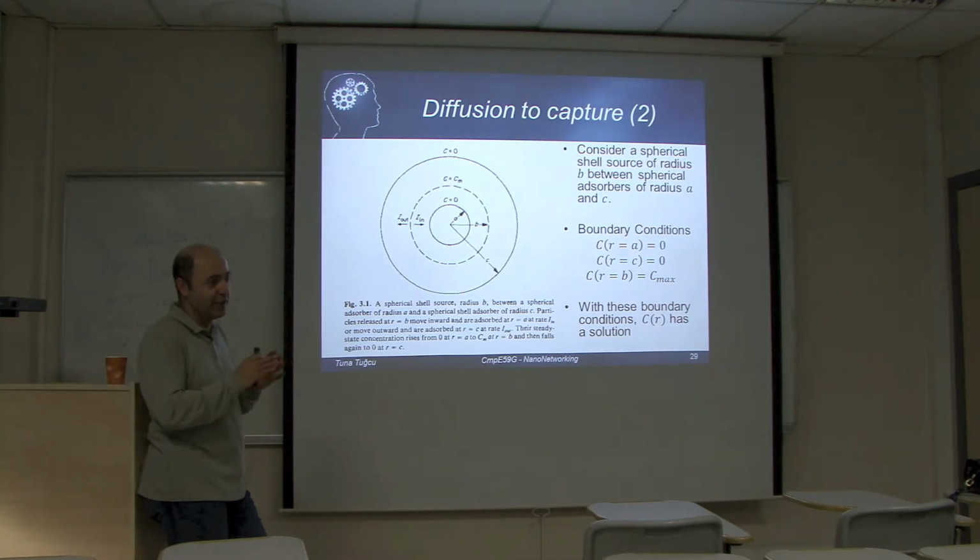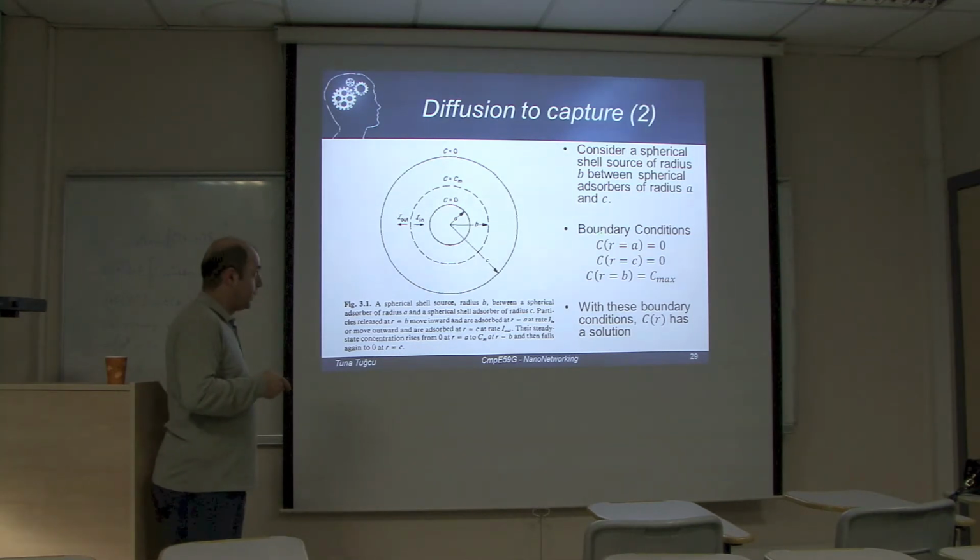So I'm telling you the end of the film at the beginning, just to make sure that you don't misunderstand this. Okay? So for the moment, rather than giving a physical meaning to this, just consider the mathematical problem. I have one adsorbing surface with a radius of a, another one with a radius of c, and from a distance of b, I'm releasing the molecules. Okay?